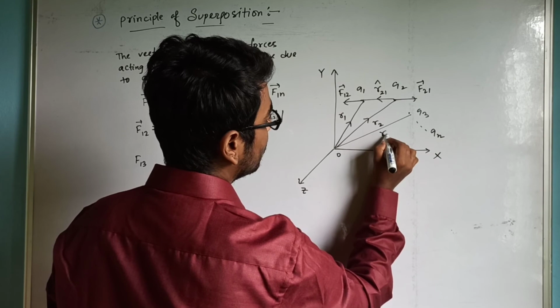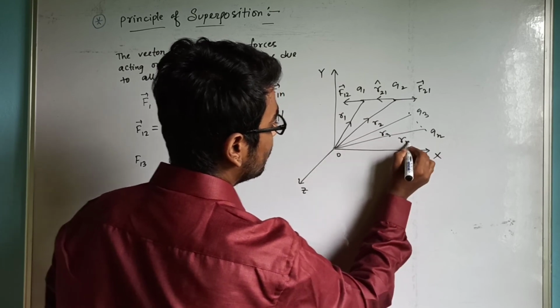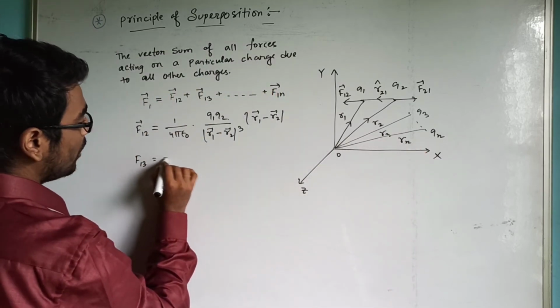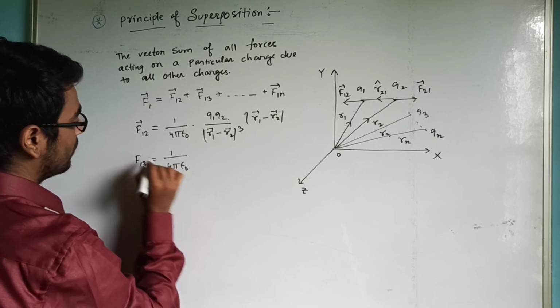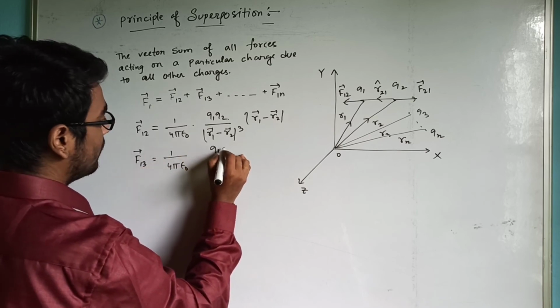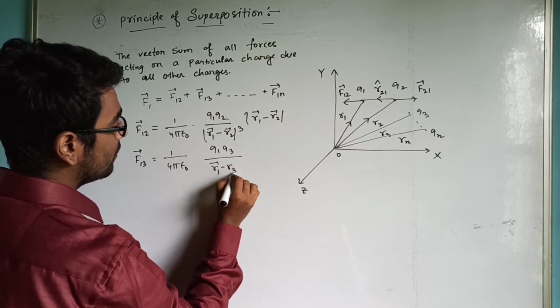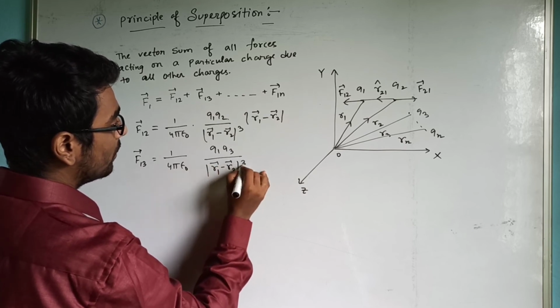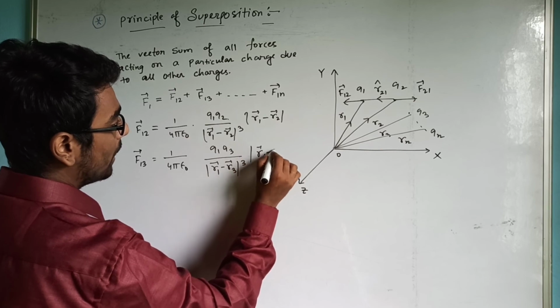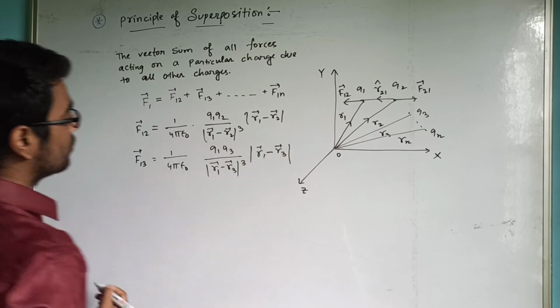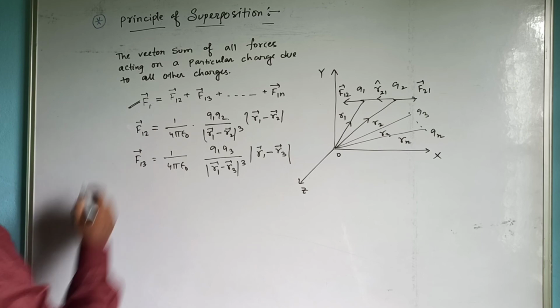In a similar way, F13, if there exists Q3, and in the similar way Qn, the distance will be R3, the distance will be Rn. In that case, 1 by 4 pi epsilon naught Q1 Q3 divided by the magnitude of R1 vector minus R3 vector whole cube, into R1 minus R3 vector. So the ultimate expression will be this.